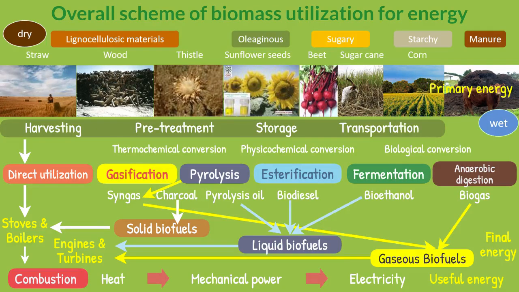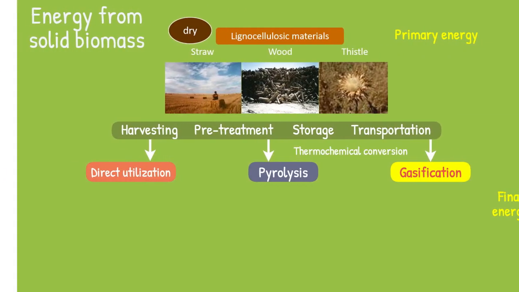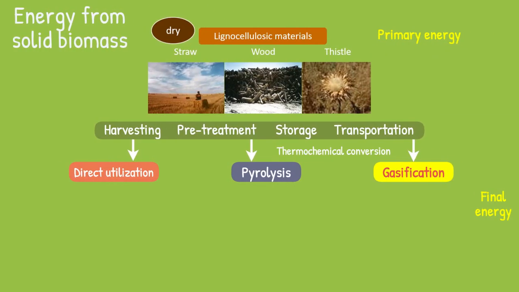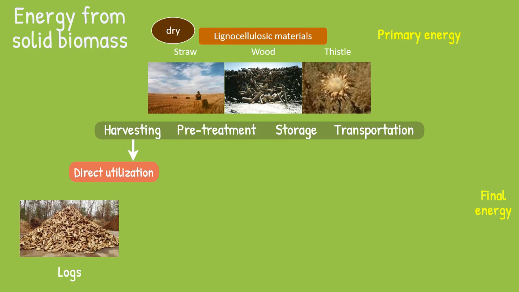As you can see, the conversion of organic matter into energy is a complex area, with very different types of raw materials and transformation processes. This course focuses on the direct use of dry or semi-dry lignocellulosic biomass, as well as its thermochemical transformation through gasification or pyrolysis. Main feedstocks are logs, which can be produced in the forest or in distribution centers.